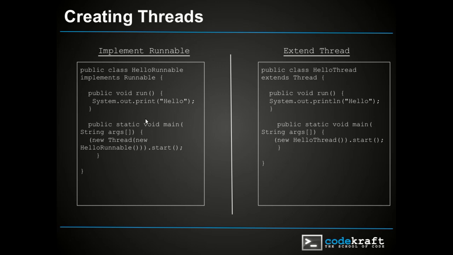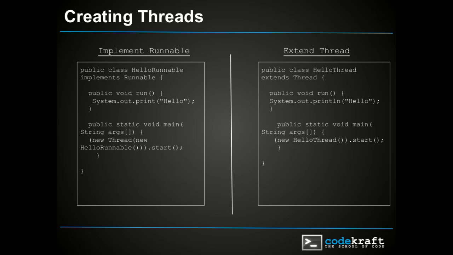Essentially, here you define a class called HelloRunnable, which implements the Runnable interface. The Runnable interface is pretty simple. It just defines a method called public void run, and you have to implement that method. In this example, we have implemented the Runnable interface, and we have written a System.out.println statement inside of this method. So it doesn't do anything interesting.